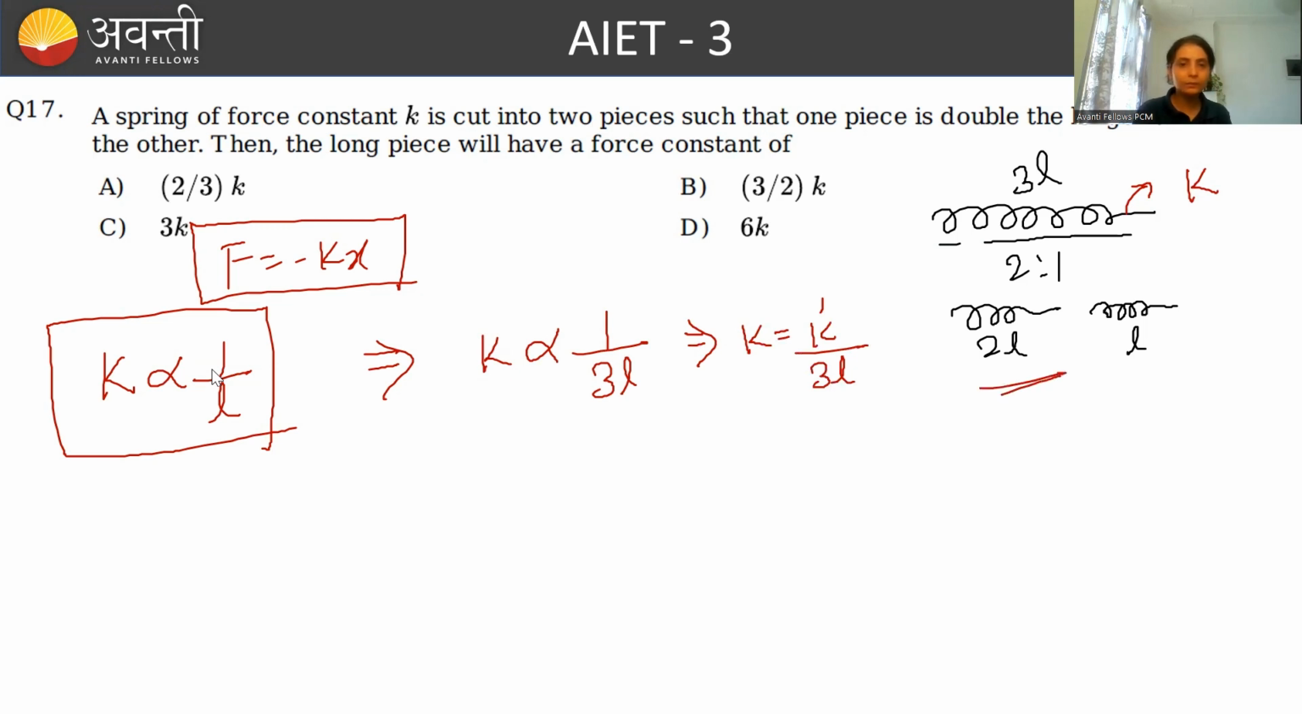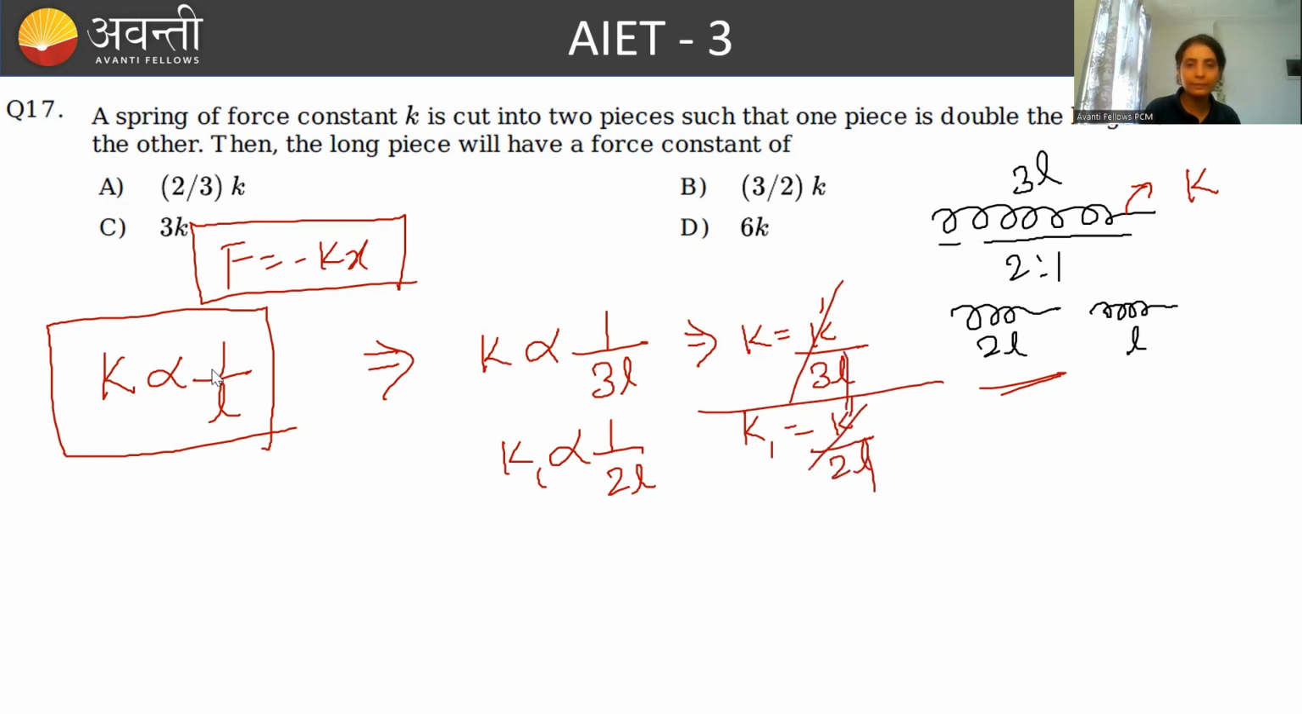And for 2L length, suppose कर लो, ये spring constant is K1. So K1 will be directly proportional to 1 by 2L. Proportionality constant will be same in each case, right? So K1 can be written as K dash by 2L. If you are going to divide it, L will get cancelled.